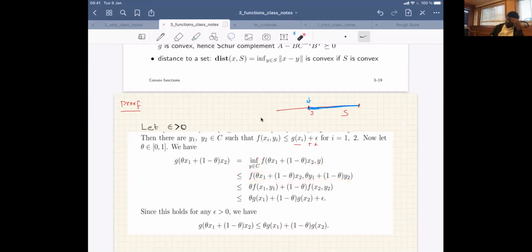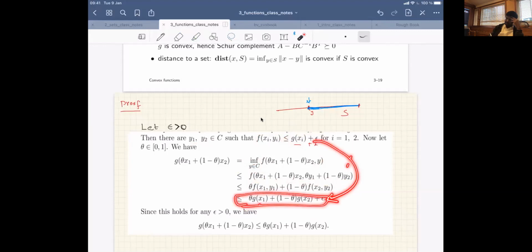Now we assume that this is jointly convex. So now I am applying the inequality of convexity. Since we said that I can pick y1 and y2 such that this inequality holds, I add an epsilon to the infimum value, then I can make this inequality. So I applied that here and make this statement.